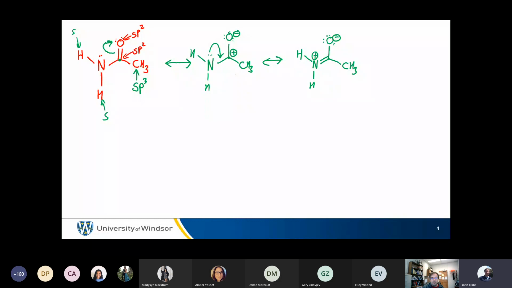And yet, being able to do resonance is really stabilizing. So if nitrogen can do resonance, it will do resonance. And so nitrogen must be sp2, because if it's sp3, it can't do resonance.